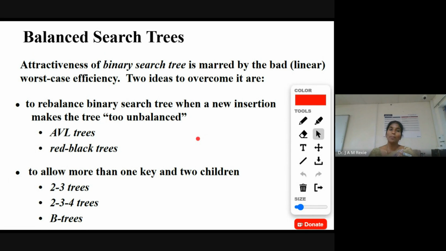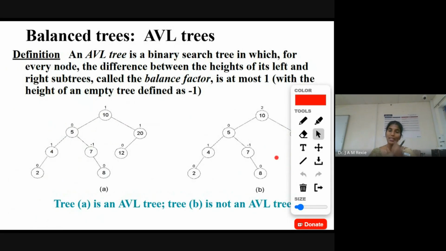So we are moving to balanced search trees. Here we are going to discuss the AVL tree. The other balanced trees available are the red black tree, 2-3 tree, and B trees. In an AVL tree, the property is that it has to be a binary search tree, and along with the binary search tree condition, we have the height condition as well.